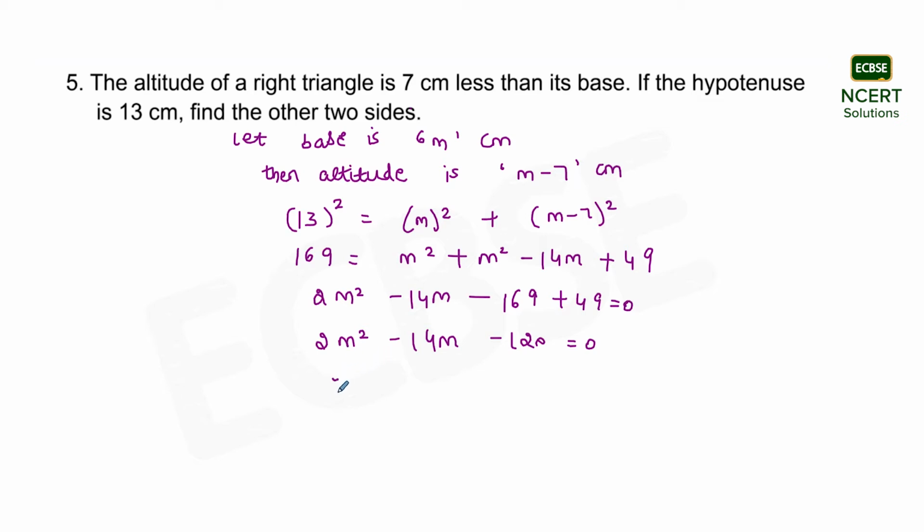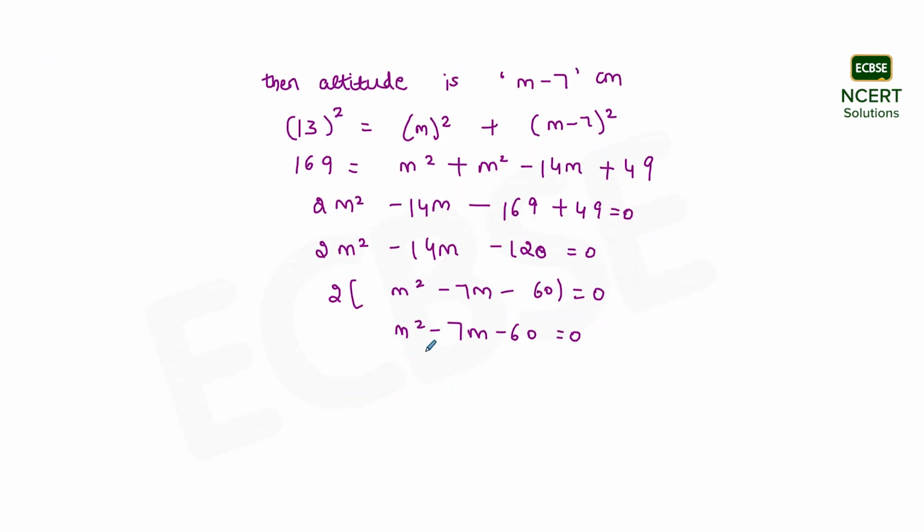As I can take 2 common from all the 3 terms, here it will be m square minus 7m minus 60, which is equal to 0. So here we have obtained the quadratic equation for the variable m. Now, in order to get the value of the variable m, I need to solve this quadratic equation.